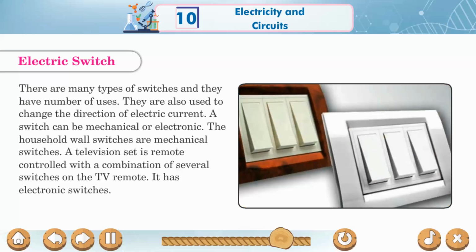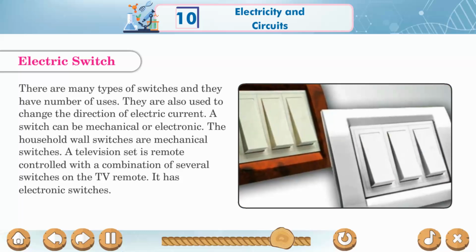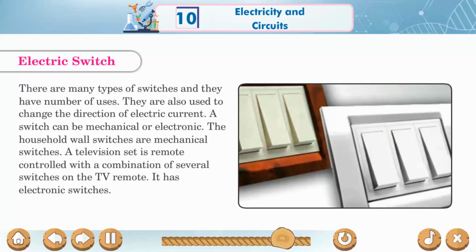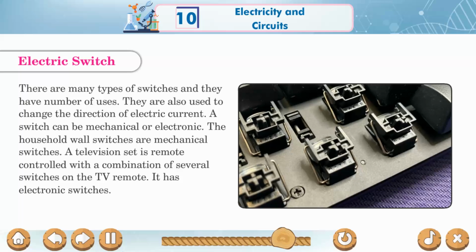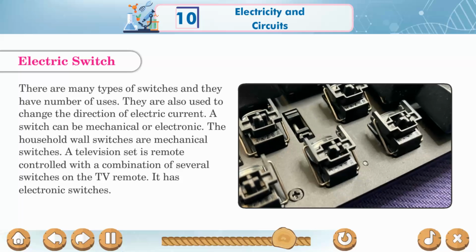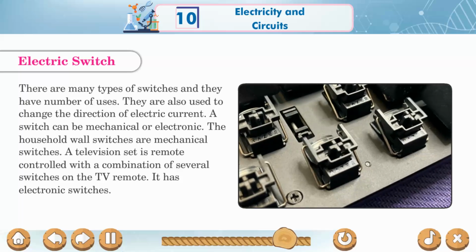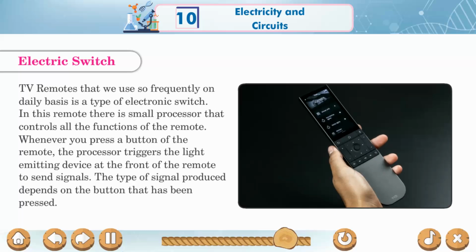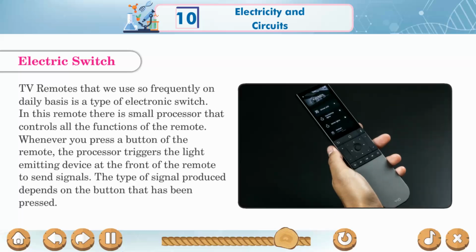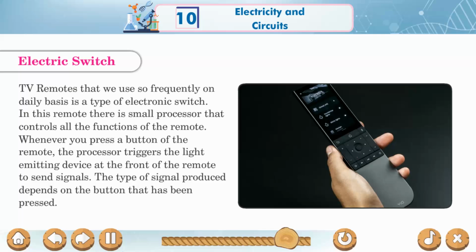A switch can be mechanical or electronic. The household wall switches are mechanical switches. A television set is remote controlled with a combination of several switches on the TV remote. It has electronic switches. The TV remote that we use so frequently on a daily basis is a type of electronic switch.